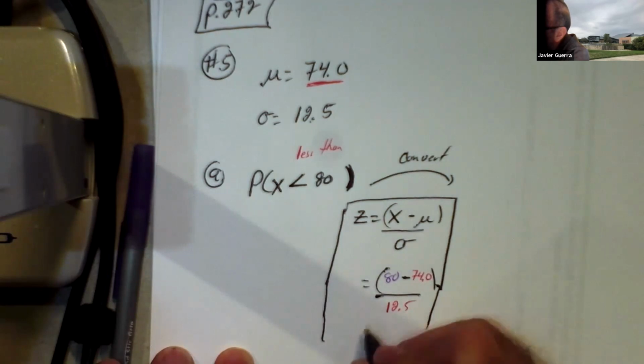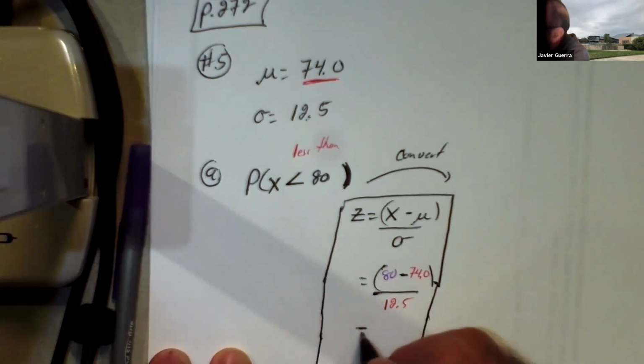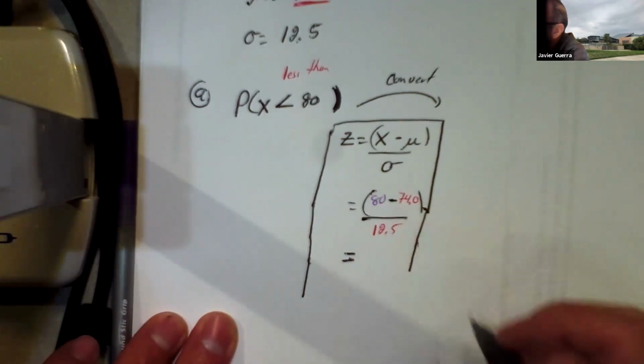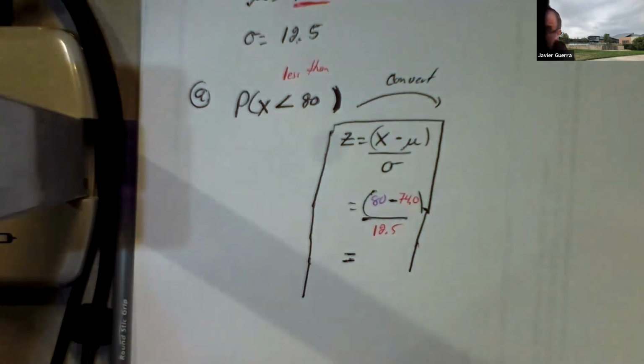Shoot, I forgot to put the StatDisk up. We'll do it in a minute. All right, so I'm going to calculate this in my calculator. We're not using the square root button yet, folks, not yet. I'm going to put that in my calculator. Parentheses 80.